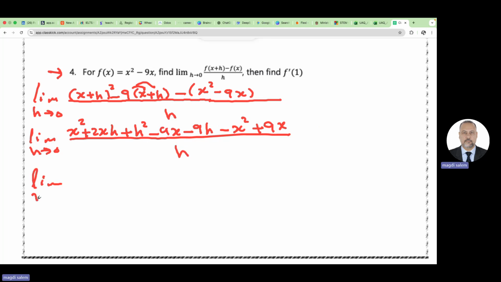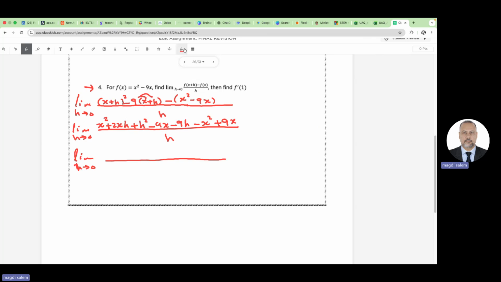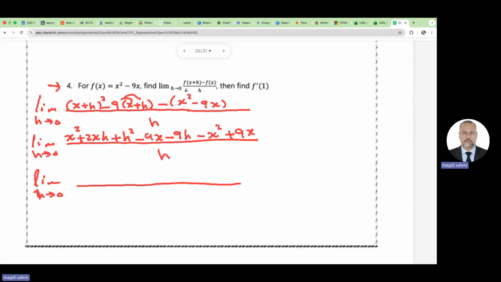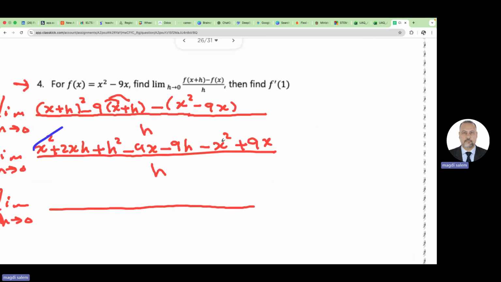Then find as h approaches 0 if you have any simplification here. Of course, we can simplify. We have x squared positive and x squared negative, which we can cancel, and also 9x positive and 9x negative. Since we have h, we can take h as a common factor from the top, or you can write it as 2xh plus h squared minus 9h over h. And then you can cancel all h together, and then you replace h by 0.